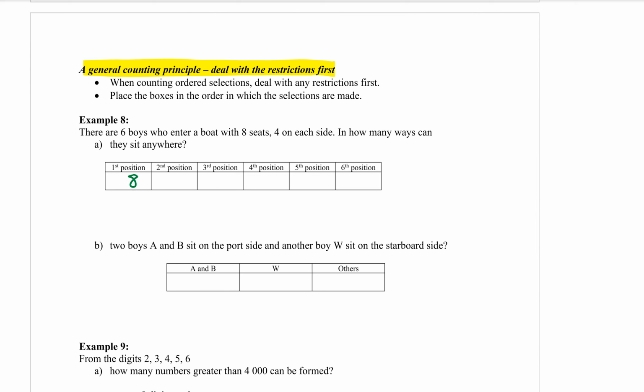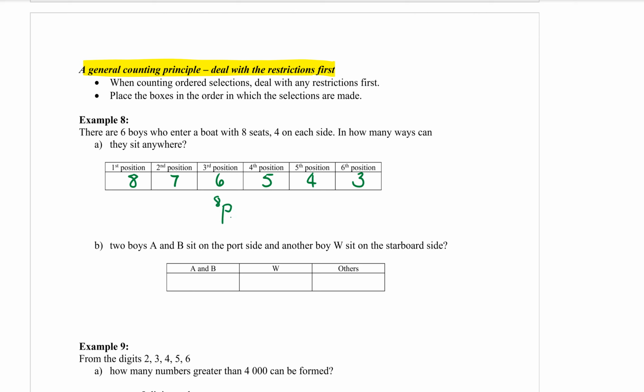Second person walks onto the boat. How many places can they sit? 7. Third person walks on. 6. Fourth person. 5. 4. And you see it decreases each time. I only have 6 people on the boat. There's 2 spare seats on there. So I stop at the 3. That's using the multiplication. What is the alternative method?